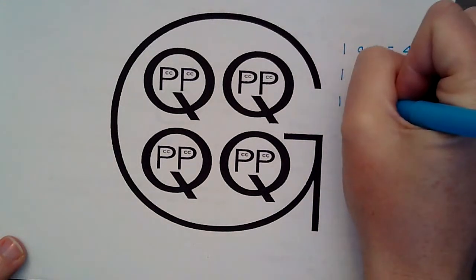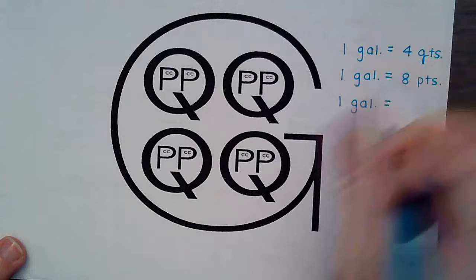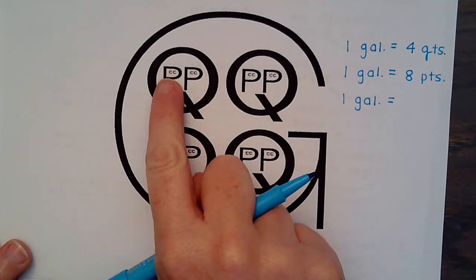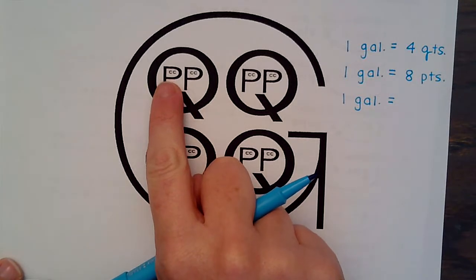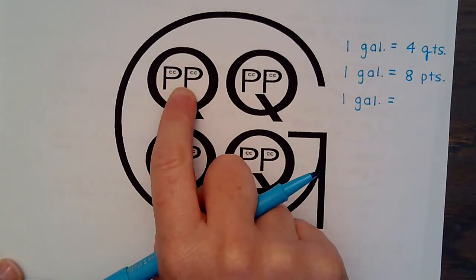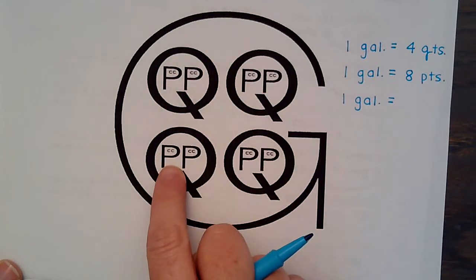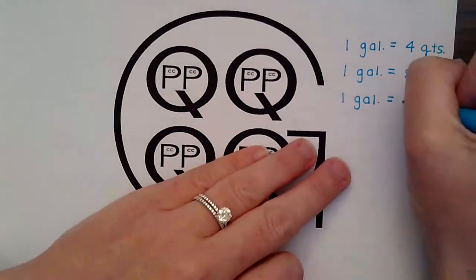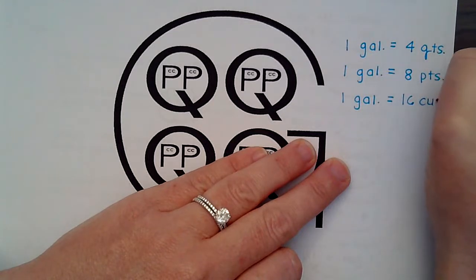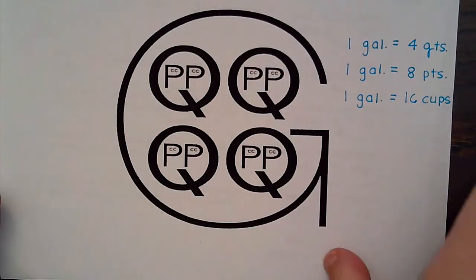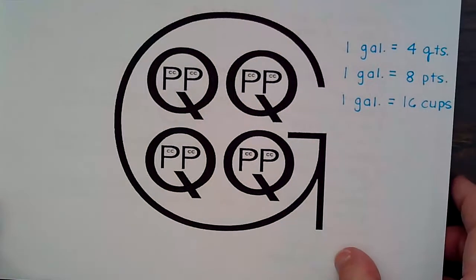Last but not least, look at your whole gallon. How many C's do you see? So each P has 2 C's. That means each Q would have 4. So let's count by 4s this time. 4, 8, 12, 16. 1 gallon is equal to 16 cups. Okay? So this is going to help us out a whole lot when we look at the next page where we're going to be converting these measurements.